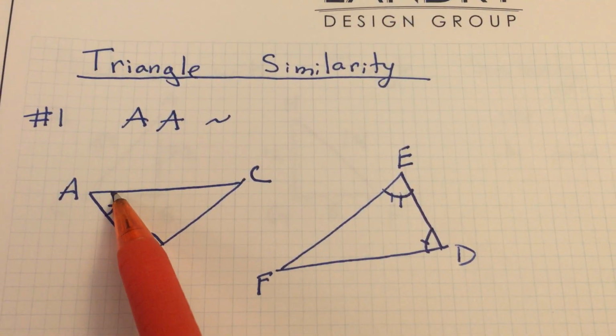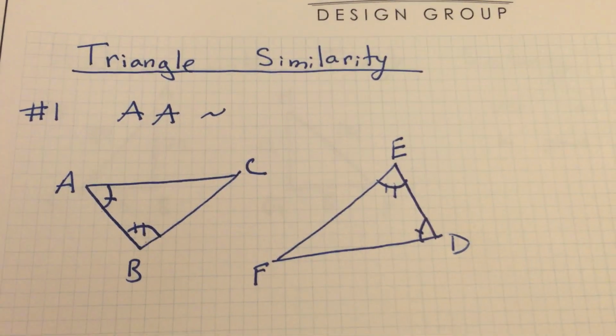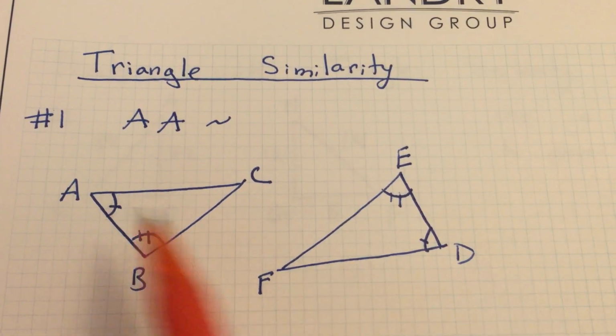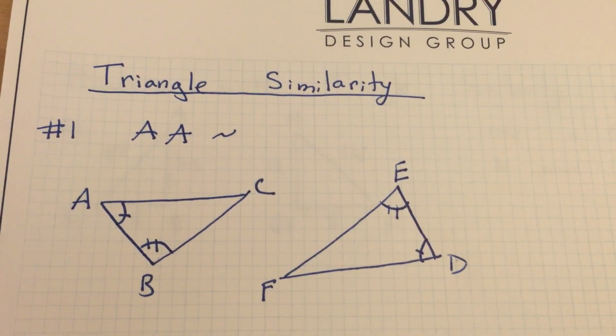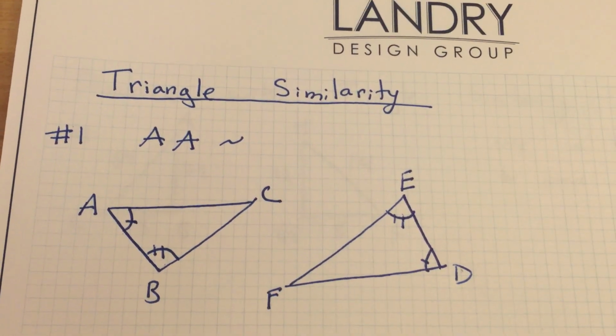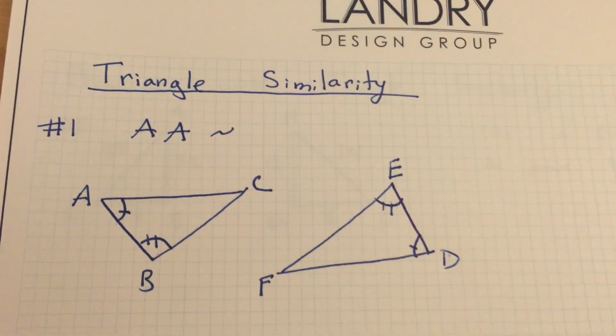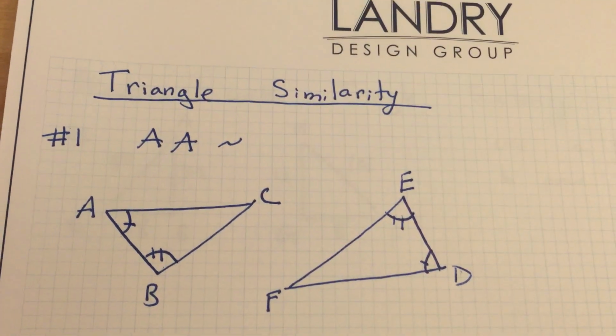So if angle A has this little dash, that means angle A and angle D are congruent to each other. So they're equal to each other. Okay, notice that it has two lines on B. Notice that E has two lines. So again, this angle B and this angle E are congruent.